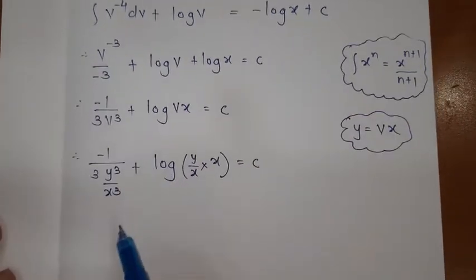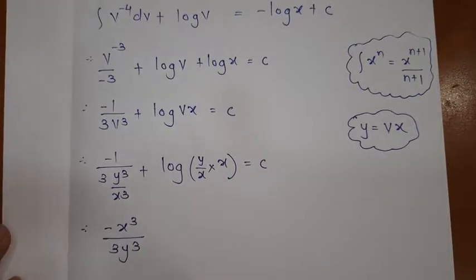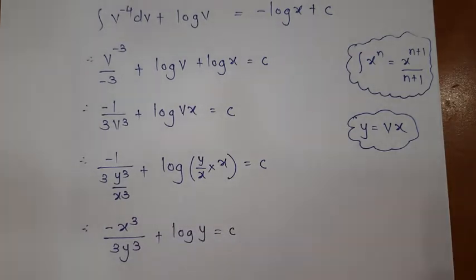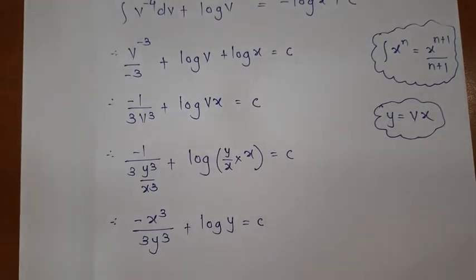See, this x cube is in the denominator of the denominator. We can shift it to the numerator. So x cube upon 3y cube, plus, what will happen? x will get cancelled. Log y is equal to c. So this is the required answer, or you can shift it here, some modifications can be possible, but this is enough. This is also what you can consider as the answer of the given problem. Okay, thank you.